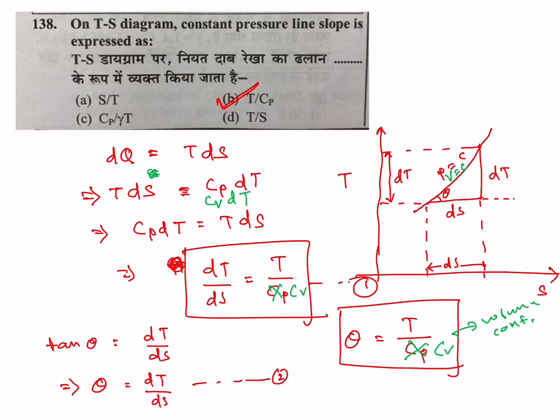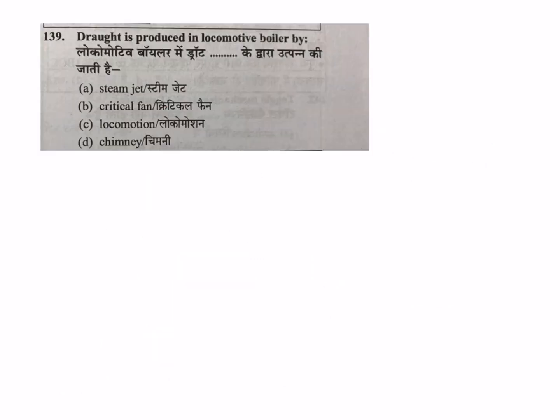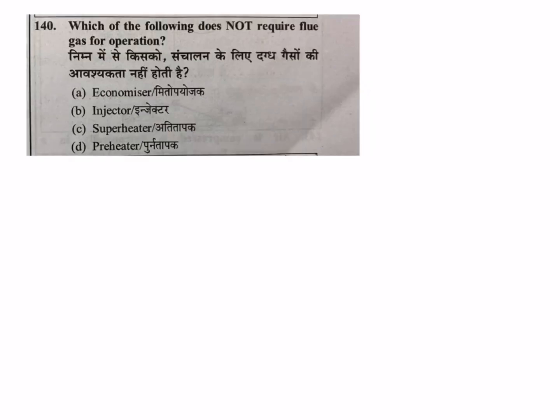Which device is not produced in locomotive boiler? Locomotive boiler, not steam jet. A is your correct answer. Which of the following does not require flue gas for operation? Economizer we know, flue gas is required. Superheater also flue gas is required. Air preheater also flue gas is required. So B is your correct answer, injector.